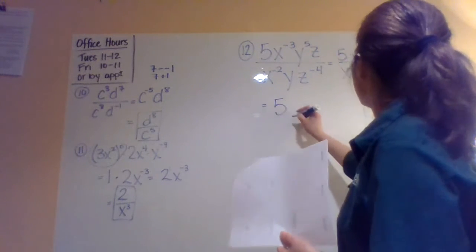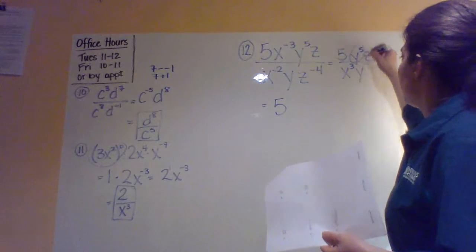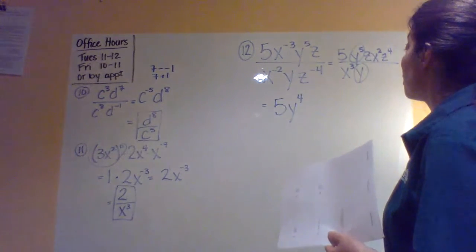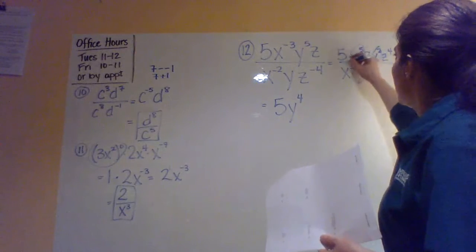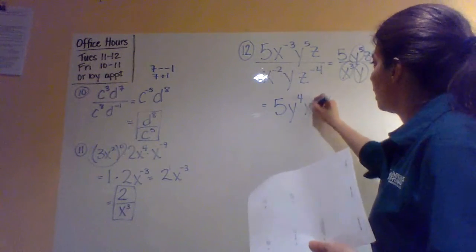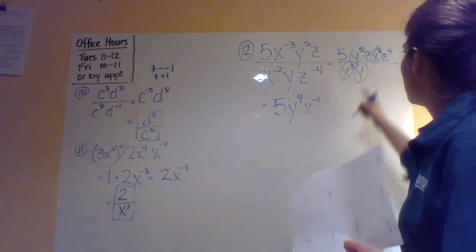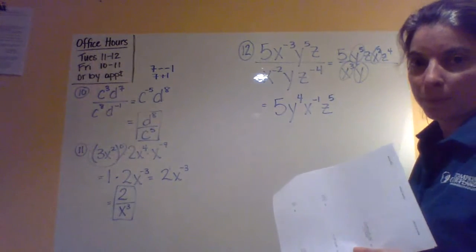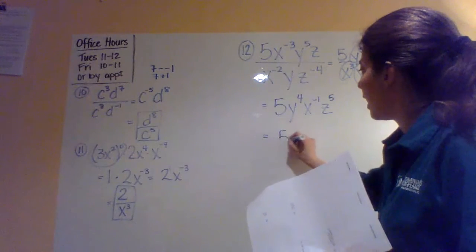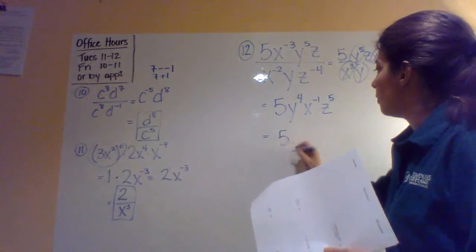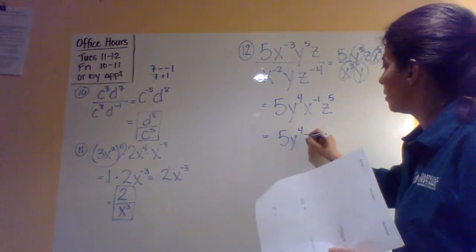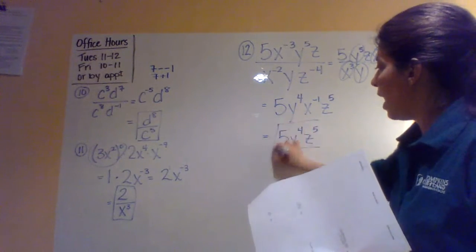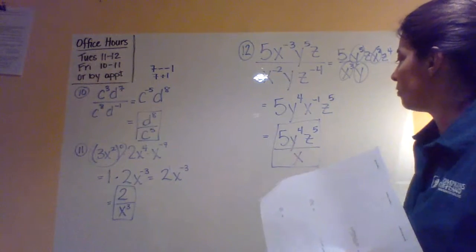So then I could say 5, I have y to the fifth and y to the first. I subtract and I get y to the fourth. I have x to the second and x to the third. 2 minus 3 is negative 1. And then z times z to the fourth is z to the fifth. And then, again, I would move things around. So I have y to the fourth and z to the fifth stay up there with 5. X goes down to the bottom to be positive.